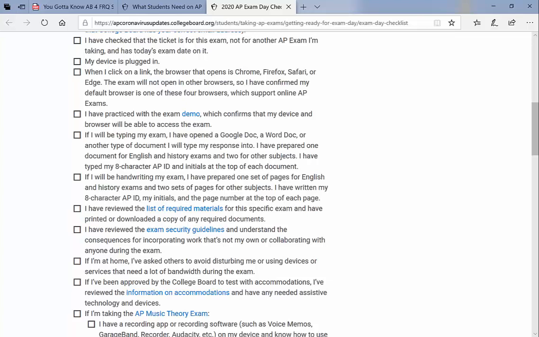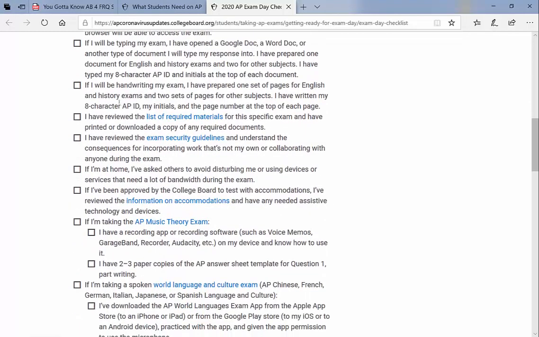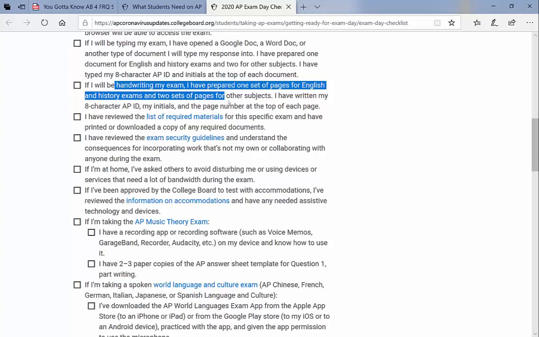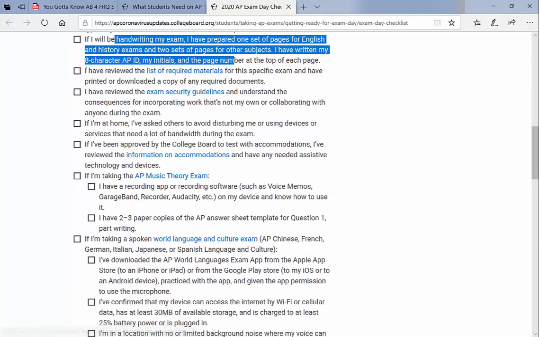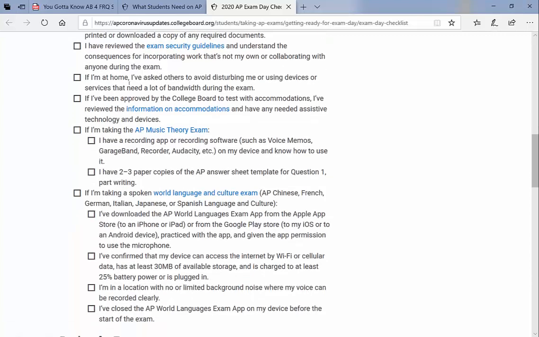And then you've done the demo. We're not typing, so we're handwriting. So we've prepared one set of pages. For us, really two sets of pages. And then going through this stuff.